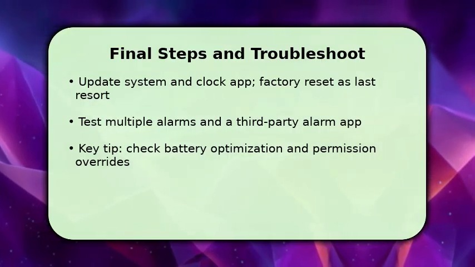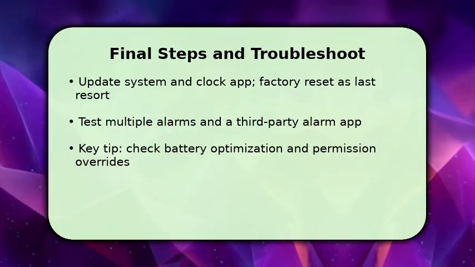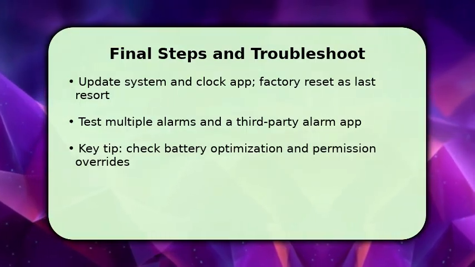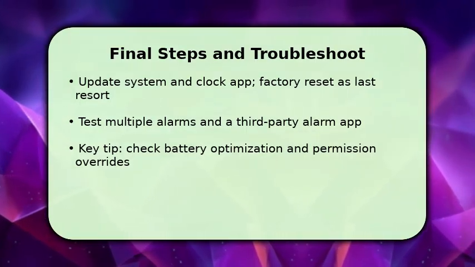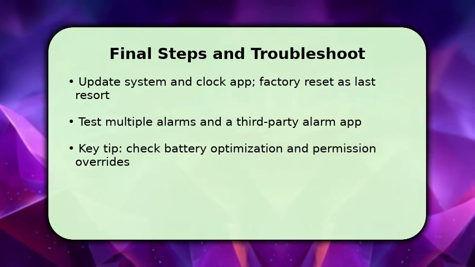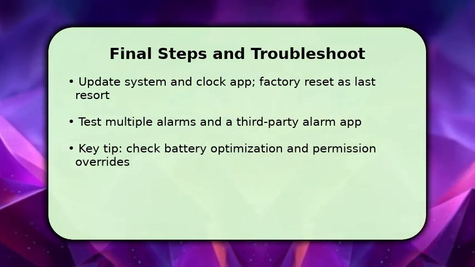Make sure battery optimization is disabled for the clock app and that it can bypass Do Not Disturb. If alarms still fail, this permission or aggressive power management is usually the culprit. Change settings and retest immediately.